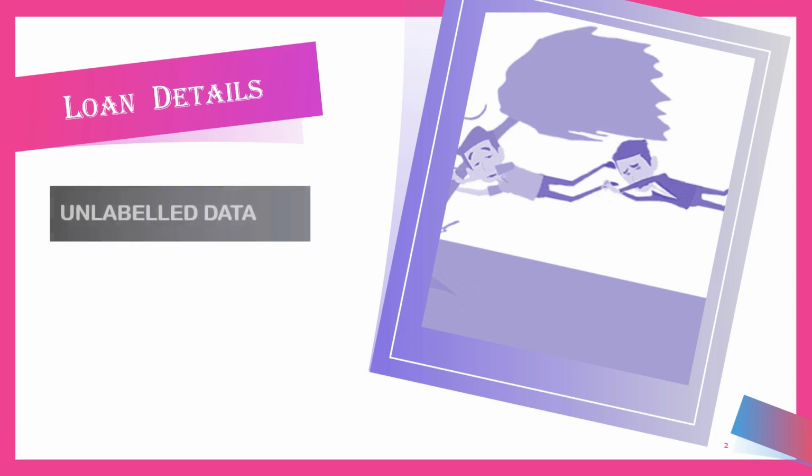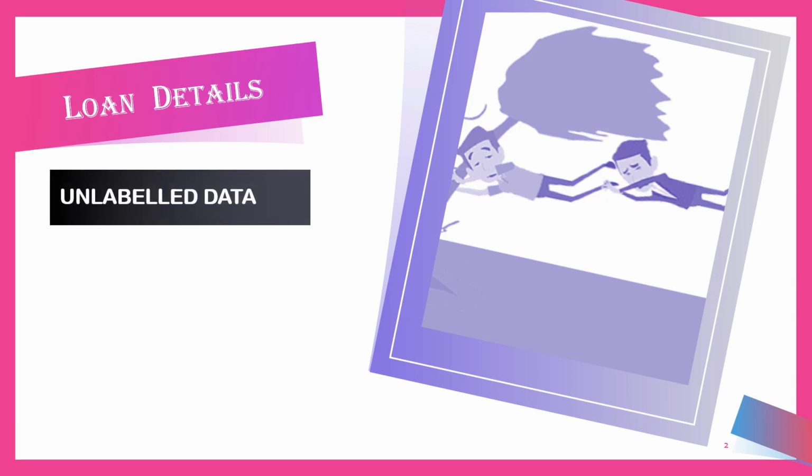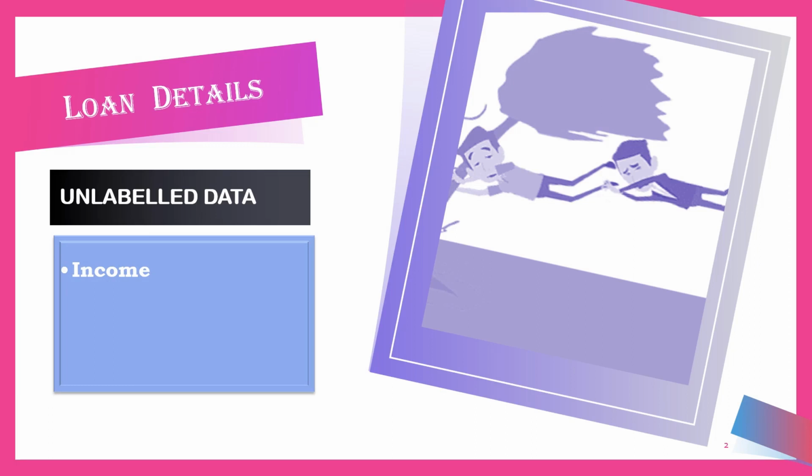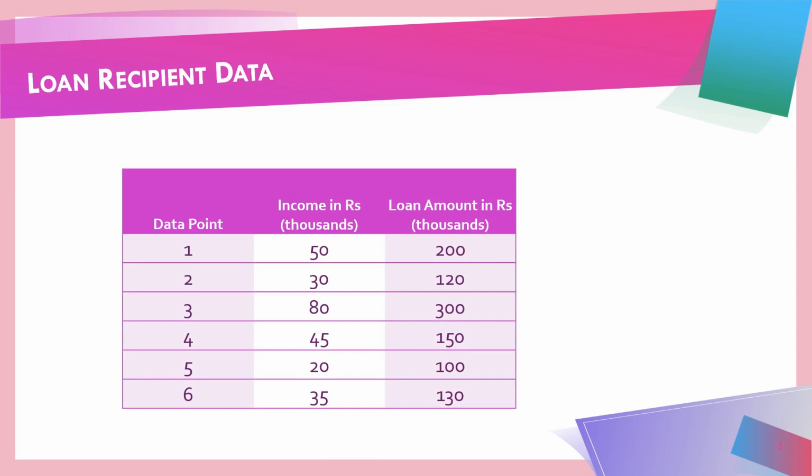As k-means algorithm is an unsupervised algorithm, unlabeled data is given as input to the k-means algorithm. The inputs are the income of the borrower and the loan amount pending. Loan recipient's data is shown in the table. The loan recipient's income in thousands of rupees is in the first column. Second column shows the pending loan amount in thousands of rupees.